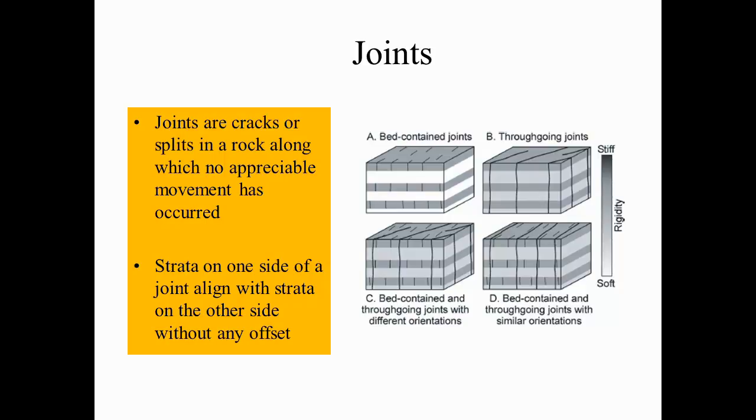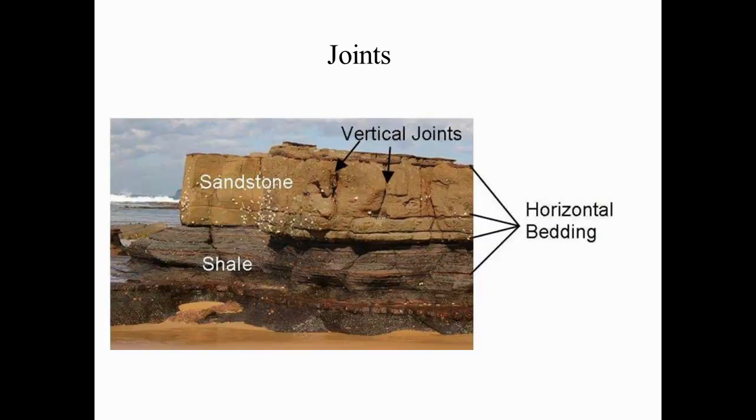straight on one side of the joint align with straight on the other side without any offset. For example, this picture shows a series of horizontally layered sedimentary rocks that are cut by vertical fractures. But notice that there's no offset on either side of the fractures. And here's the actual picture. We see towards the top, vertical joints, as opposed to horizontal bedding of sandstone and shale.